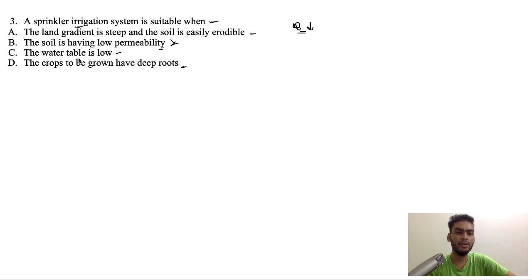Water table is low. If water table is low, then it means that it requires high discharge, which is not a suitable case if we are doing sprinkler irrigation. Similarly, the crops to be grown have deep roots, so that is also not desired in case of sprinkler irrigation, because this water will not percolate as deep. So out of the four, option A is the most suitable option here, or the correct answer.